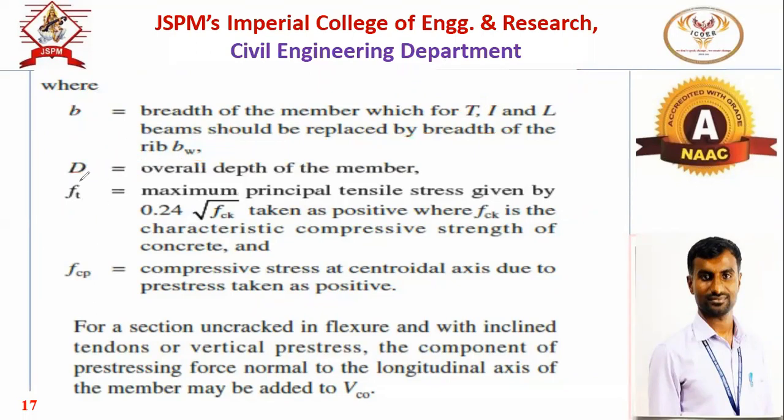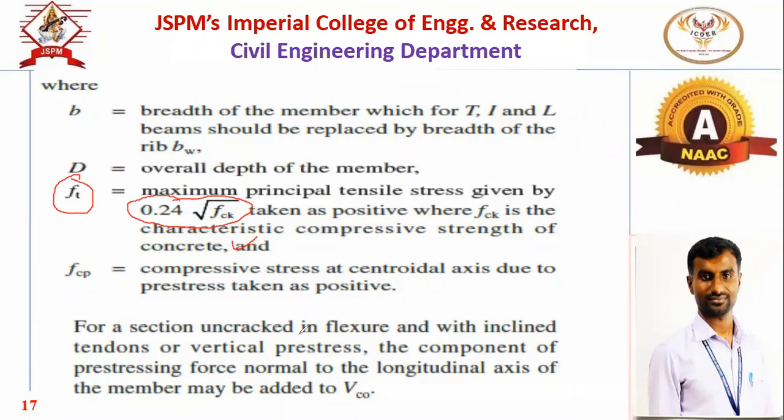Then what is this ft? It is the maximum principal tensile stress. Okay, ft is the maximum principal tensile stress. And the permissible value they have given is 0.34 root of fck, taken as positive, where fck is the characteristic compressive strength of the concrete, that we know. fck is the characteristic compressive strength of concrete. Okay, now this is the value of the maximum principal tensile stress.